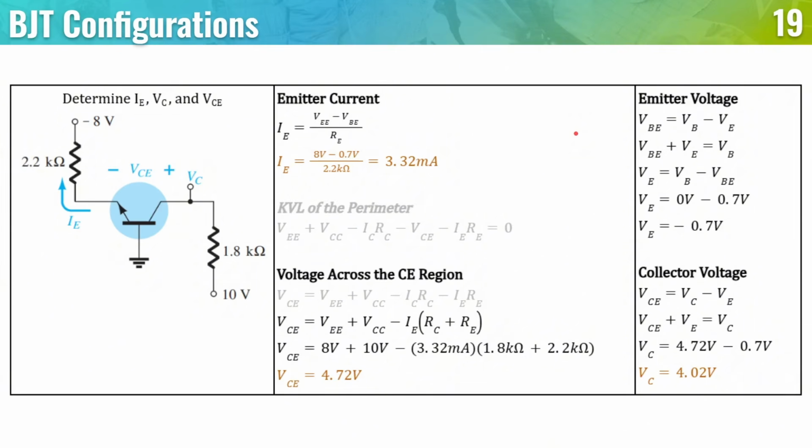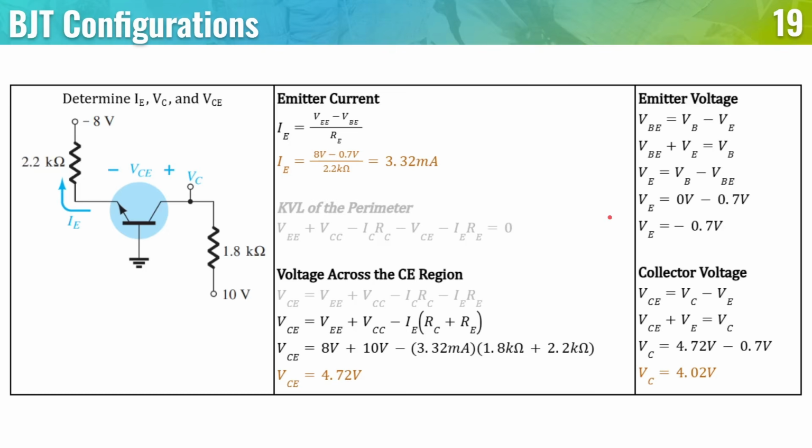Next, we have the emitter voltage. So VBE is equal to VB minus VE. As we can see here, VE is around here, and this is 0 volts. So if 0 experiences a voltage drop of 0.7, this part will be 0 minus 0.7, or simply negative 0.7.